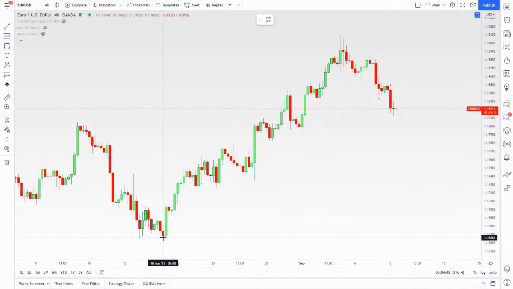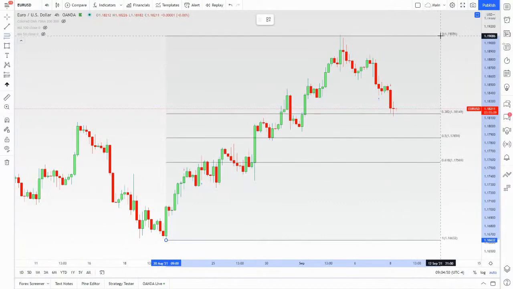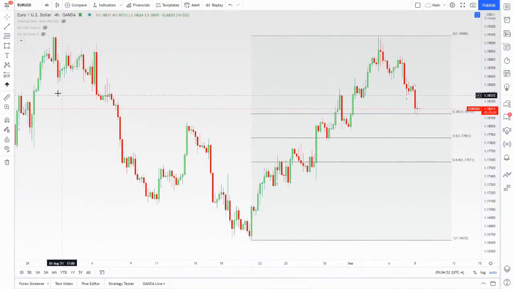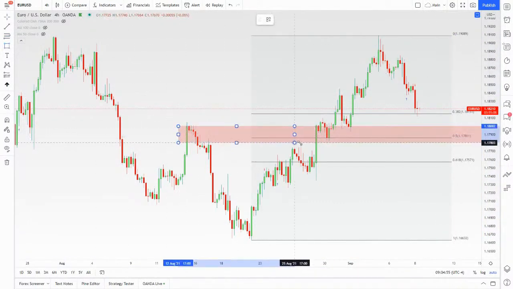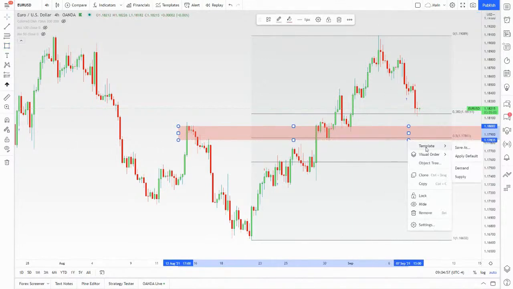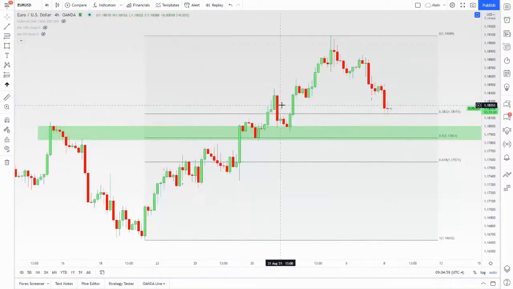We'll draw in some levels here. If we draw from swing low to the swing high, one area of interest does pop up at the 50% retracement level, which we can draw in here as demand. So watching the Euro USD, of course, you do have price sort of trying the 38.2% retracement as we speak.